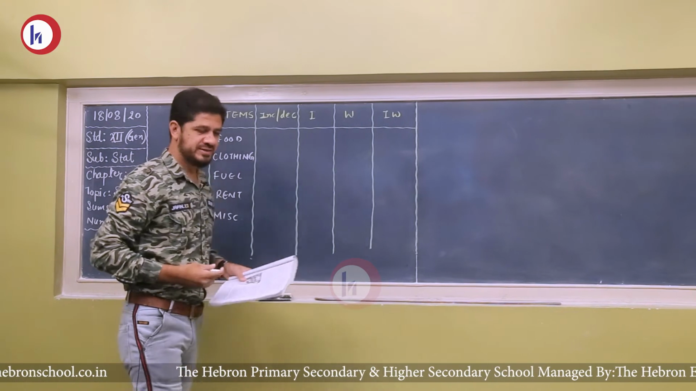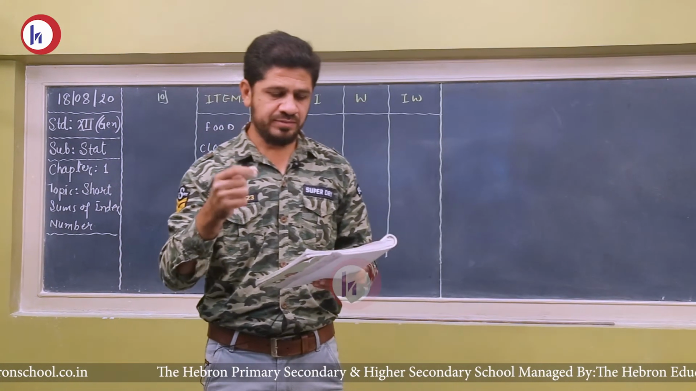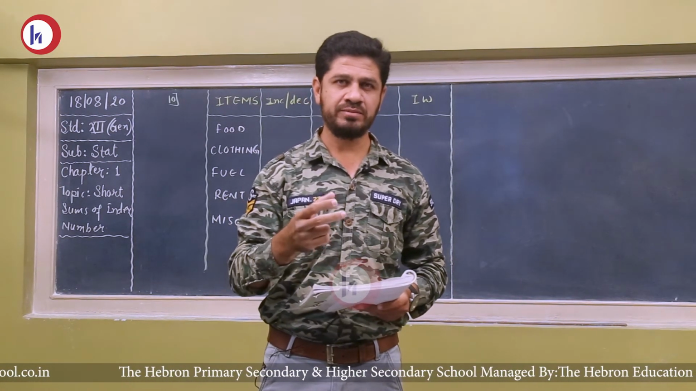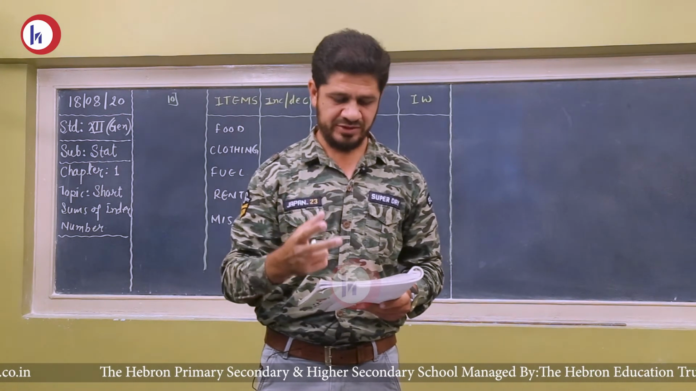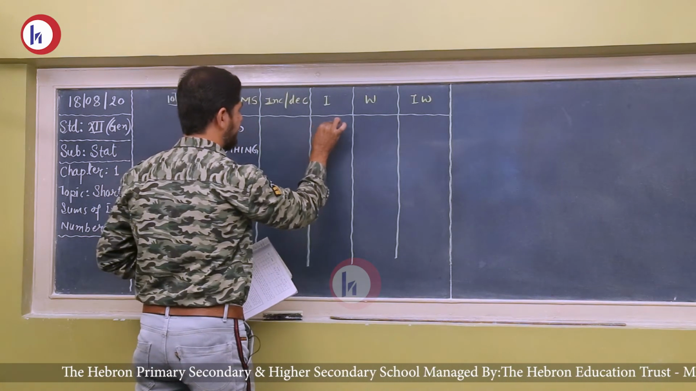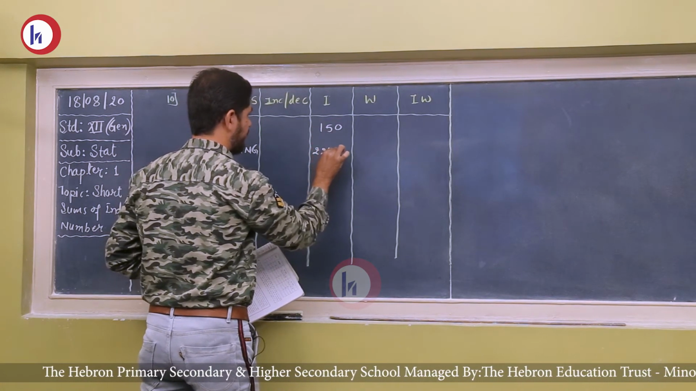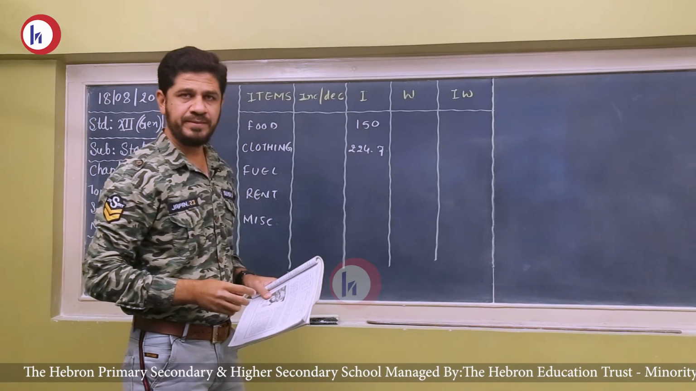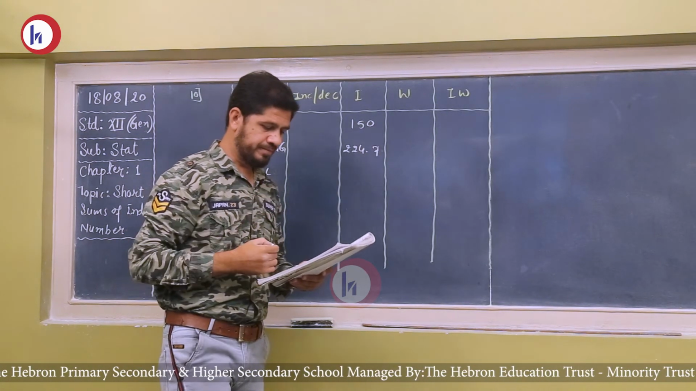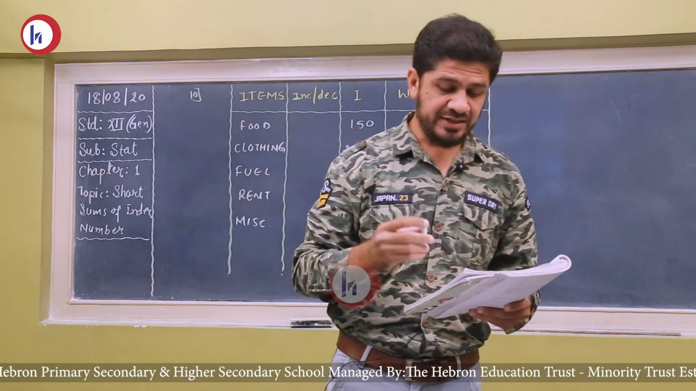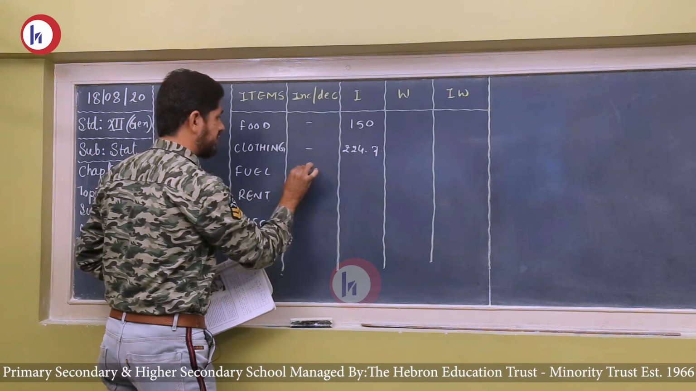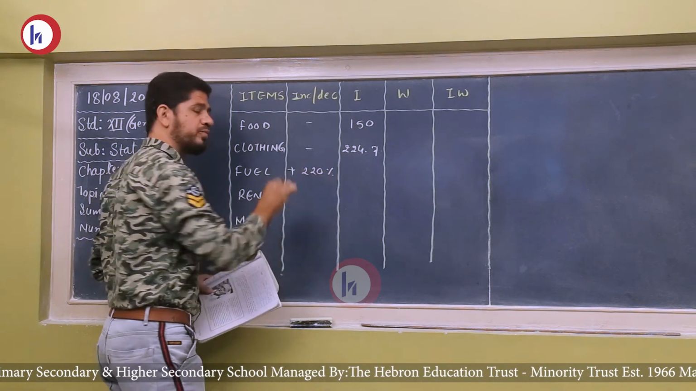I have made the column increase and decrease. Now the index number of food and clothing means the index number is directly given, that is 150 and 224.7. Friend, the index number is directly given. Okay, now the price of fuel has increased by 22%. It is increased value. We put positive sign against it.